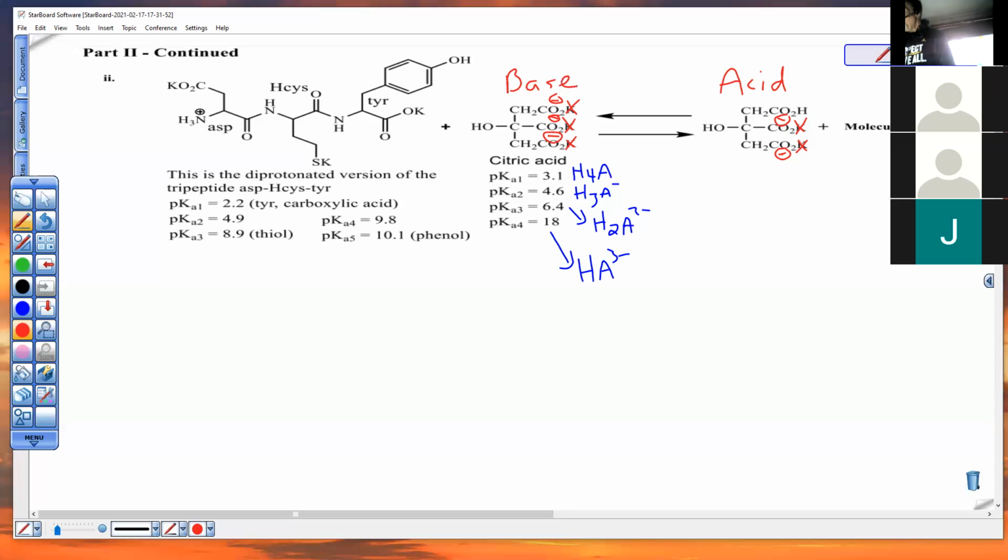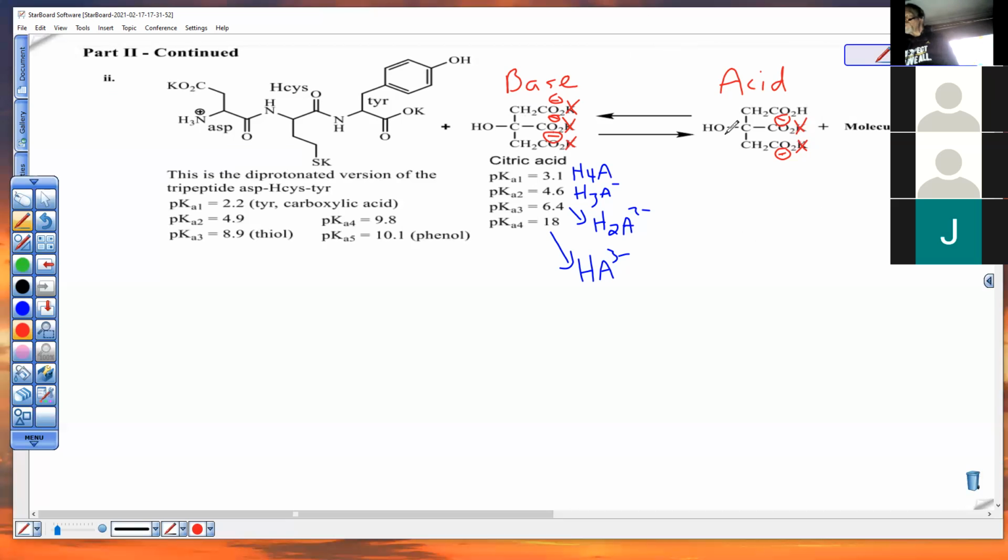Remember, on the previous problem, I told you to start with the pair that's already there. This is the pair that's already there. The acid has one more proton, and there it is right there. What's its pKa? Please don't tell me 3.1.